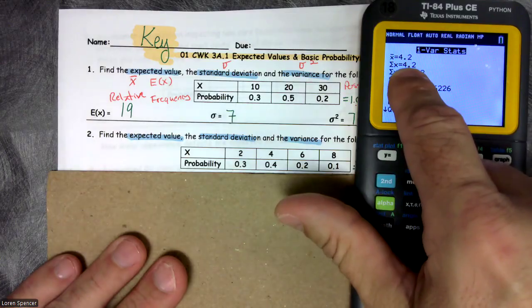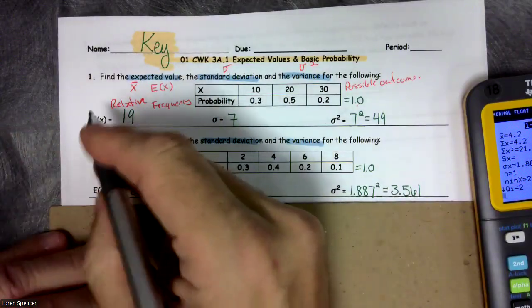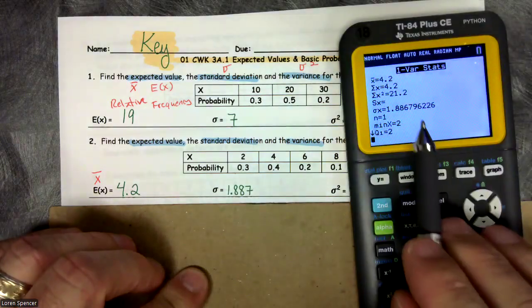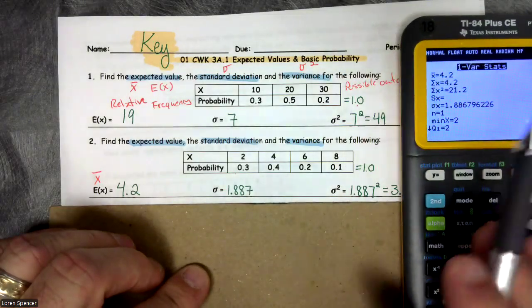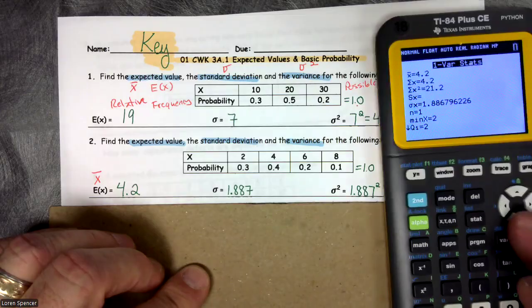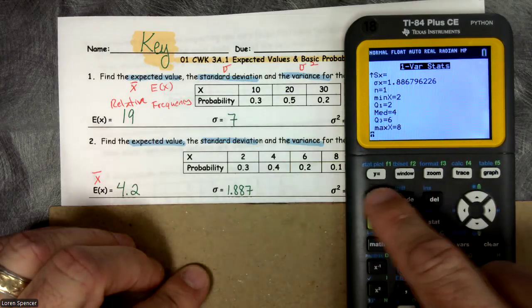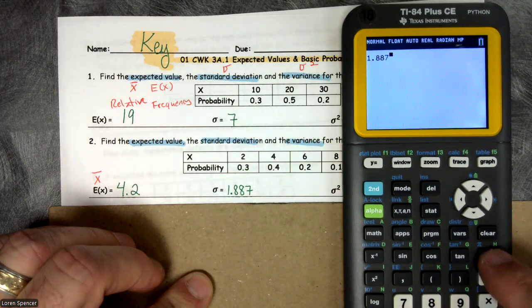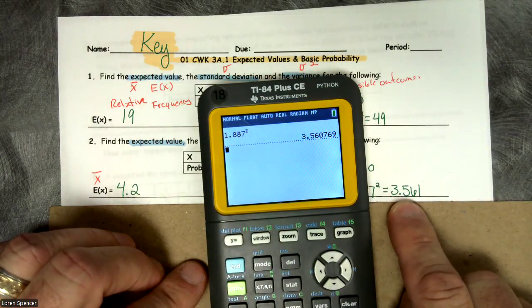And we find our X bar. Our X bar is our expected value. Please don't forget that. This could have just as easily asked for the X bar or the average, and it's 4.2. The standard deviation is 1.8667. Now, I can scroll and I don't have my variance. So I have to take that 1.8667 and raise it to the second power using the caret button. And I get 3.561, approximately, due to rounding.